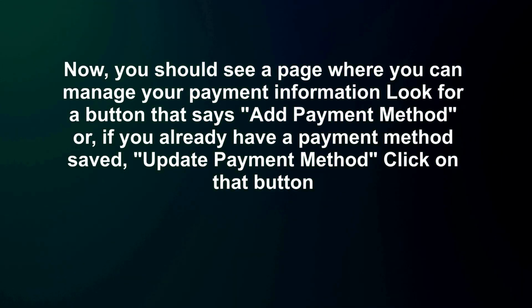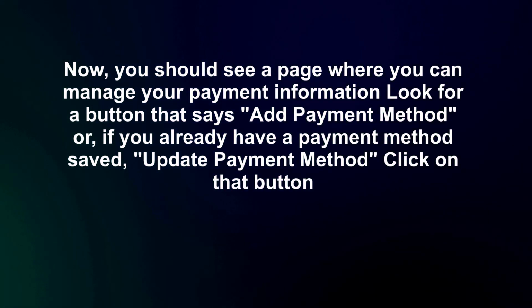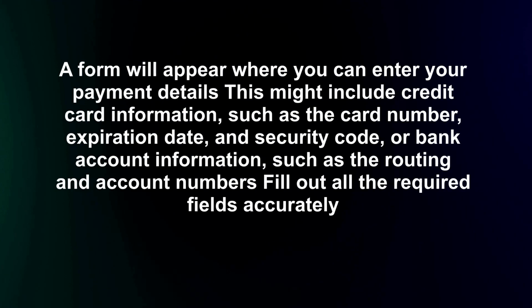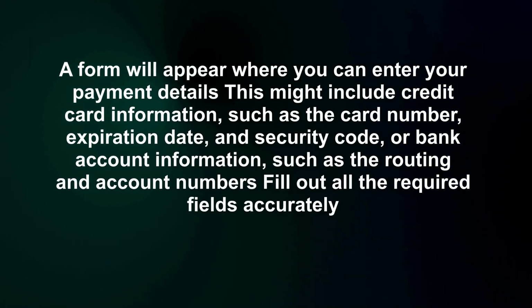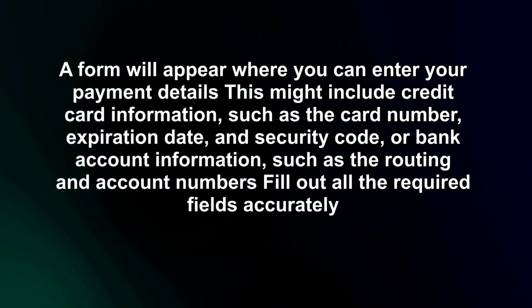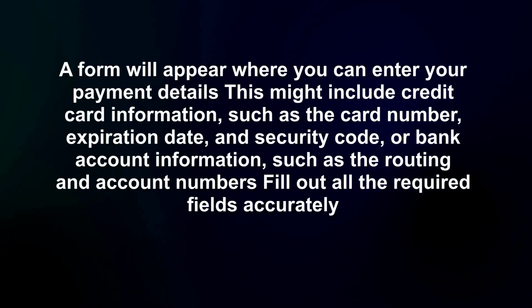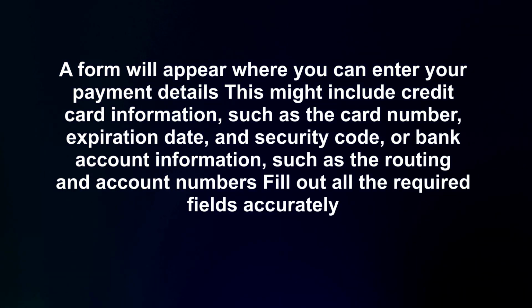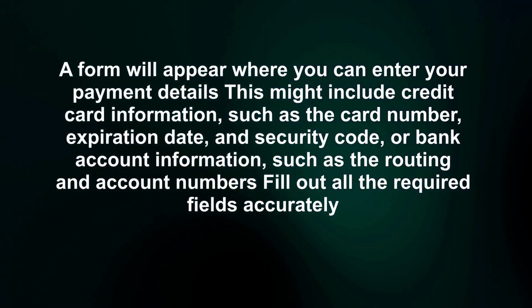Look for a button that says Add Payment Method, or, if you already have a payment method saved, Update Payment Method. Click on that button. A form will appear where you can enter your payment details. This might include credit card information, such as the card number, expiration date, and security code, or bank account information, such as the routing and account numbers. Fill out all the required fields accurately.